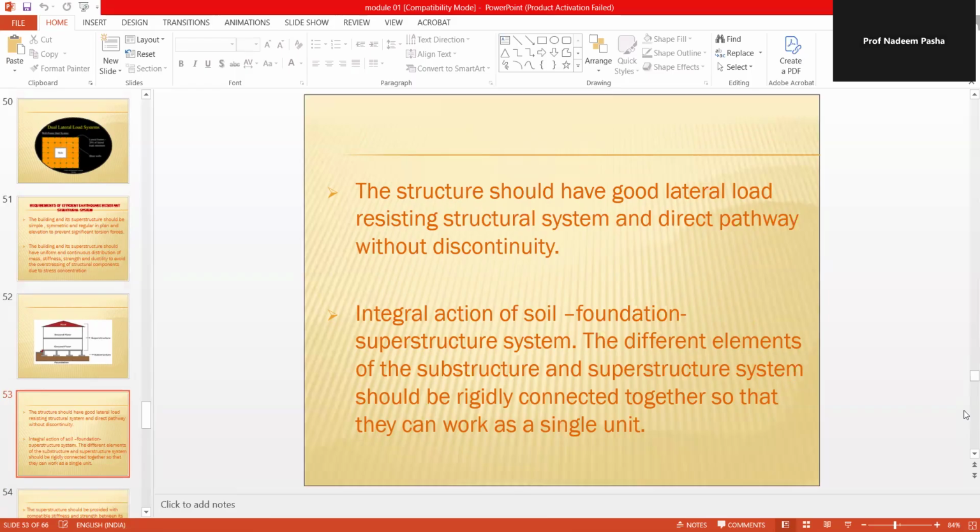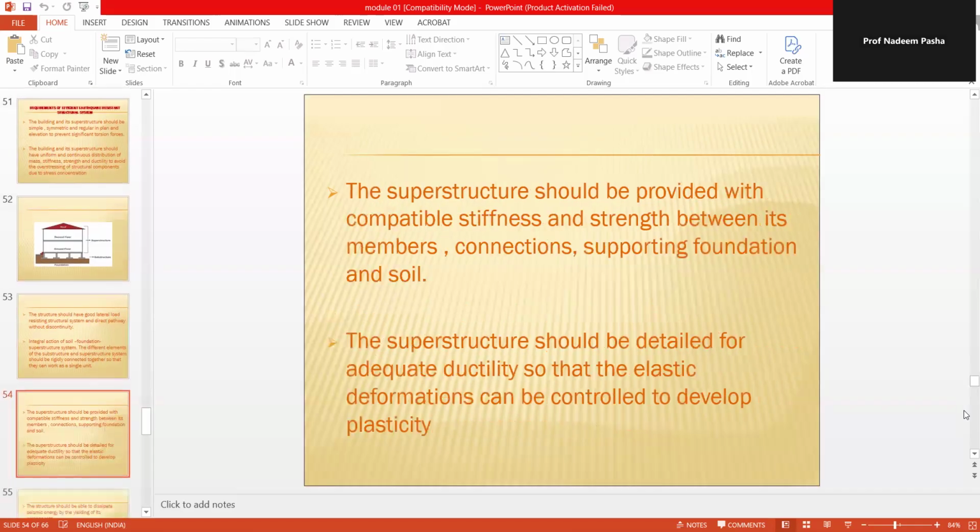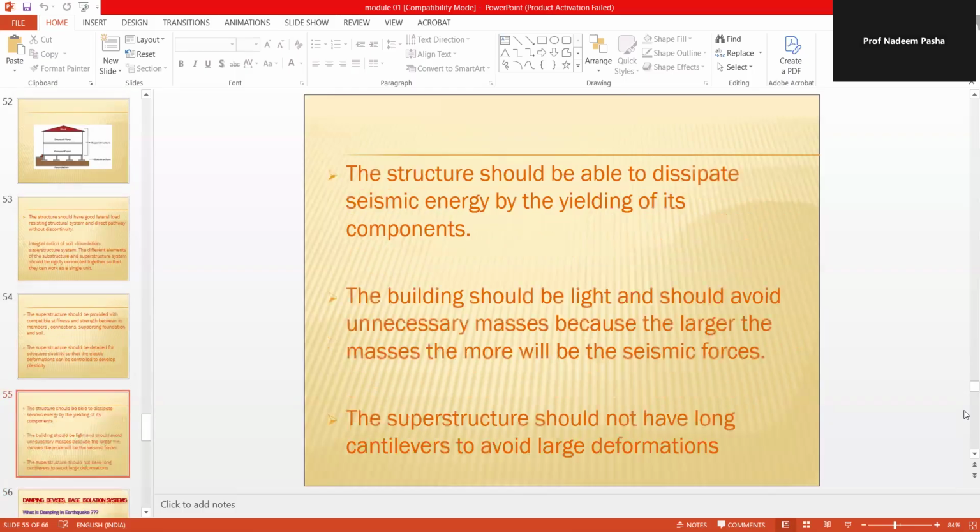Integral action of soil, foundation, superstructure system. The different elements of the substructure and superstructure system should be rigidly connected together so that they can work as a single unit. The superstructure should be provided with compatible stiffness and strength between its member connections, supporting foundation, and so on. The superstructure should be detailed for adequate ductility so that elastic deformations can be controlled to develop plasticity. The structure should be able to dissipate seismic energy by the yielding of its components.